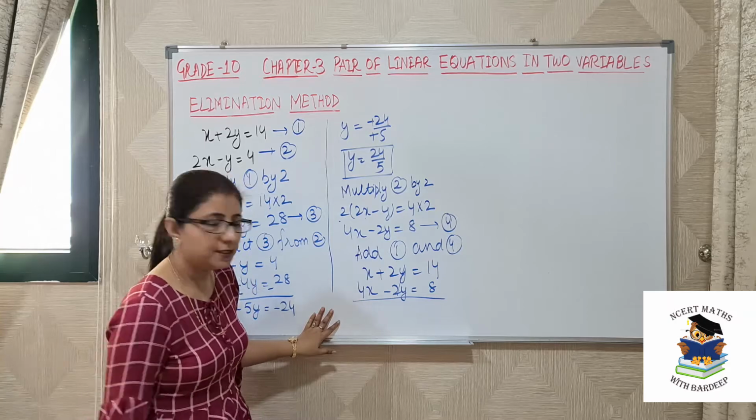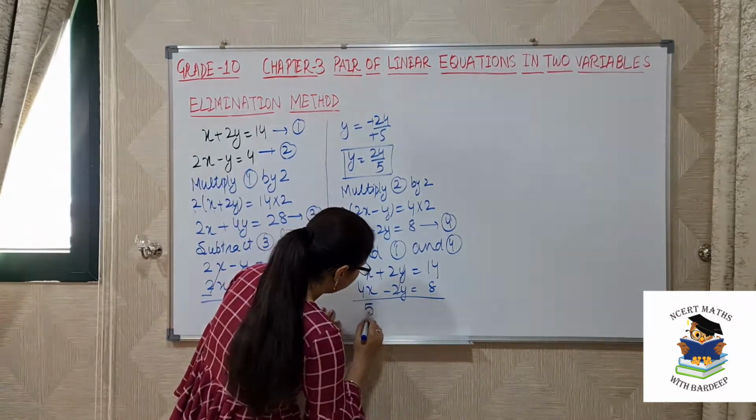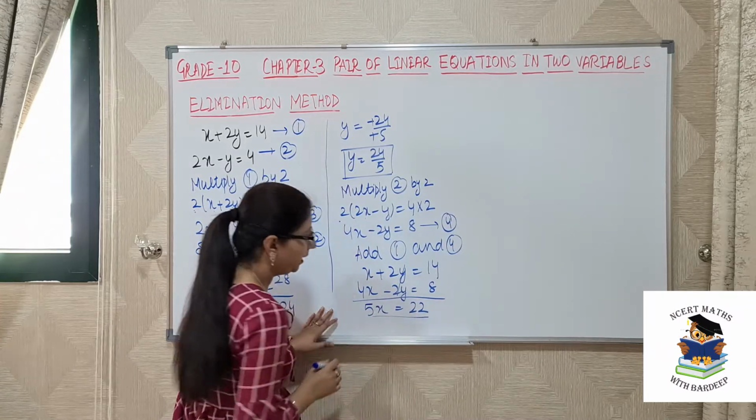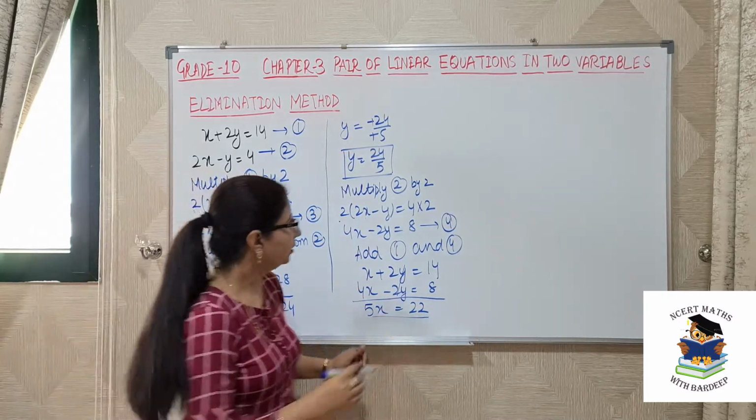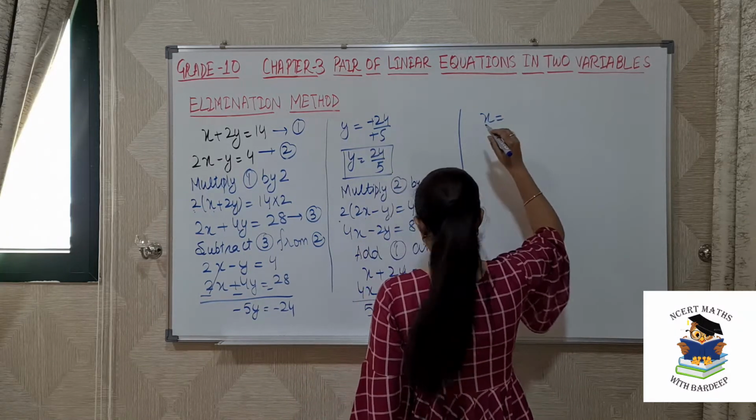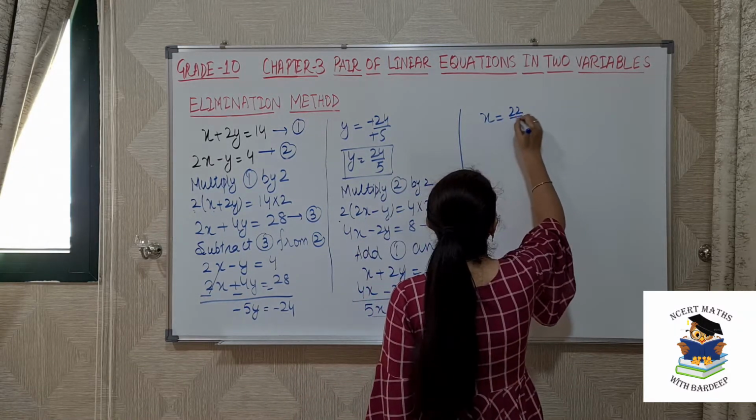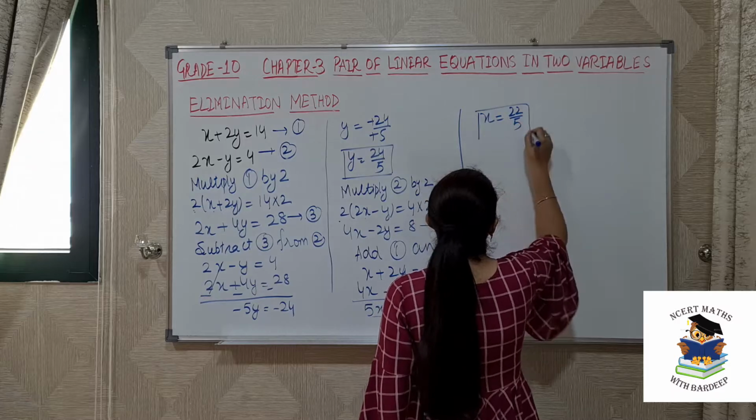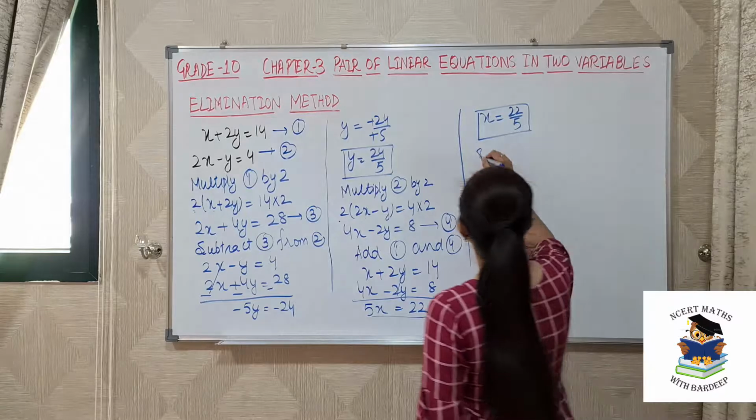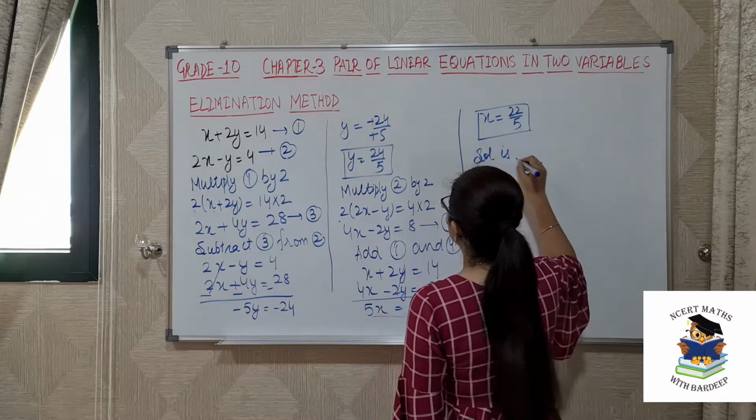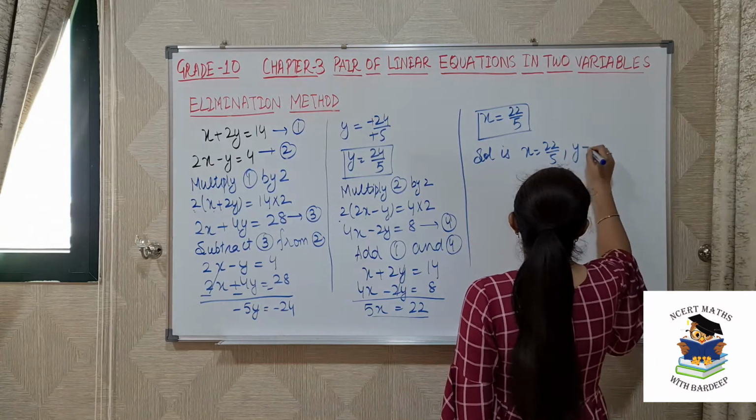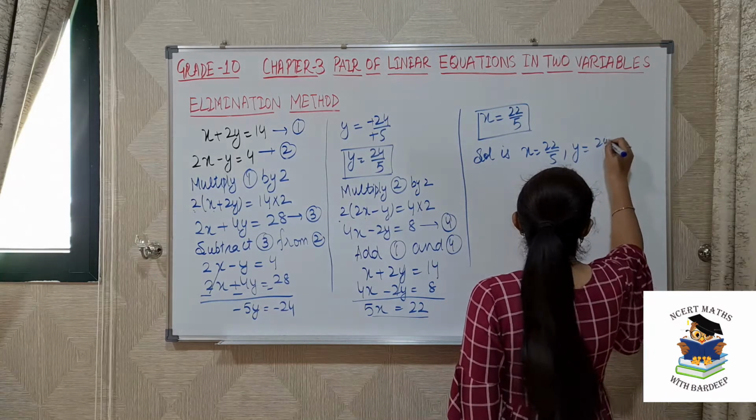2y term will be cancelled. So x plus 4x is 5x. 14 plus 8 is 22. Okay. So again, a linear equation in one variable. So what is the value of x now? This is 22 by 5. Okay. And hence we are done with our question. So what is the solution? In the last you will write: solution is x equals 22 by 5 and y is equal to 24 by 5.